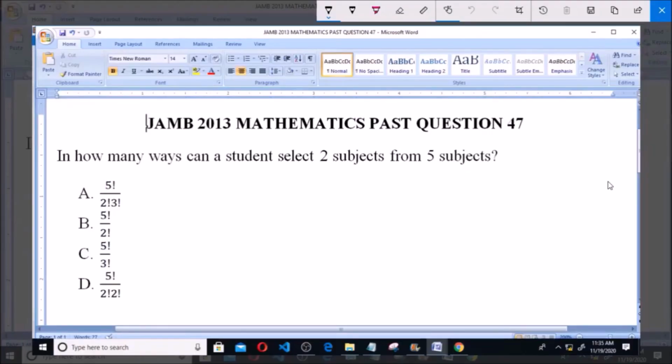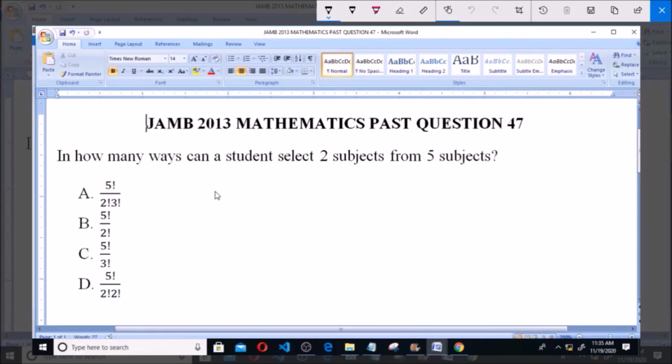I'll be answering JAMB 2013 Mathematics Past Question 47. In how many ways can a student select 2 subjects from 5 subjects? Now, this is a combination. That is, in how many ways can a student select 2 subjects from 5 subjects?